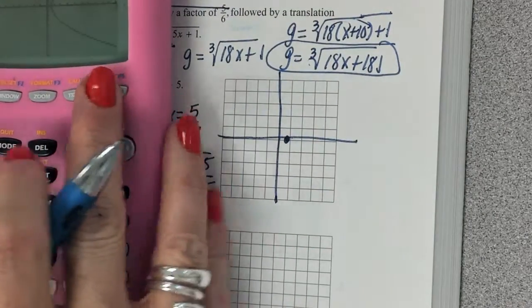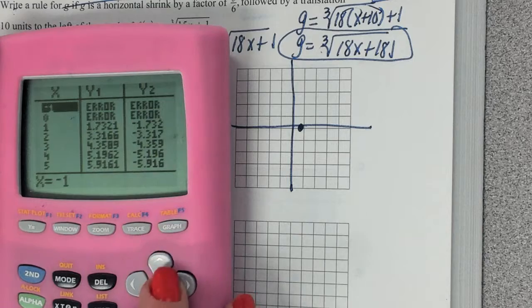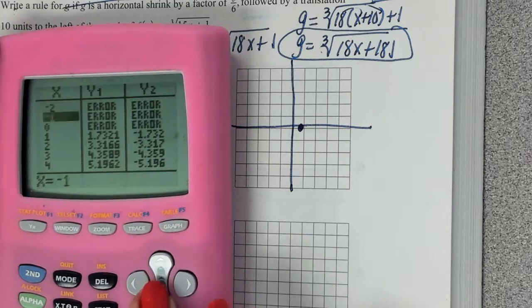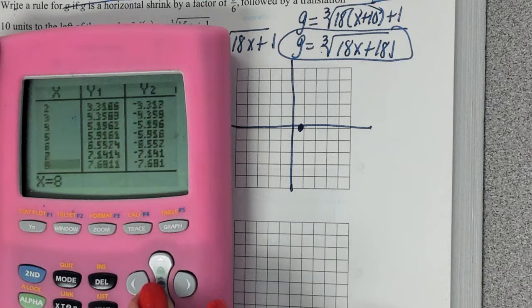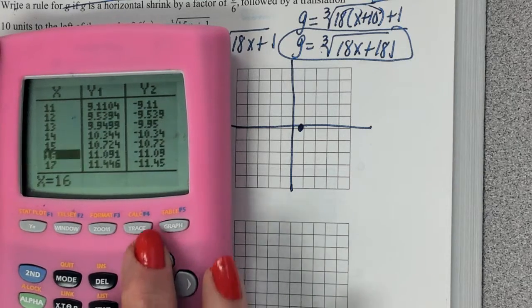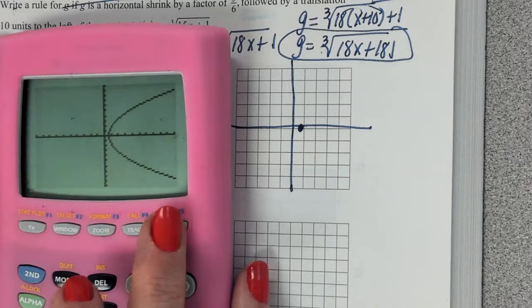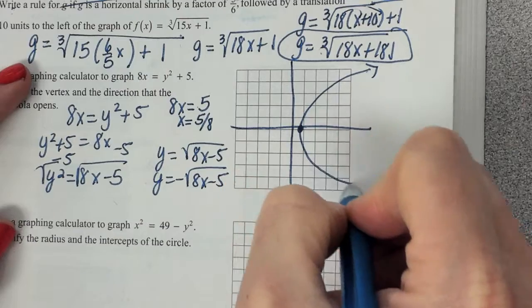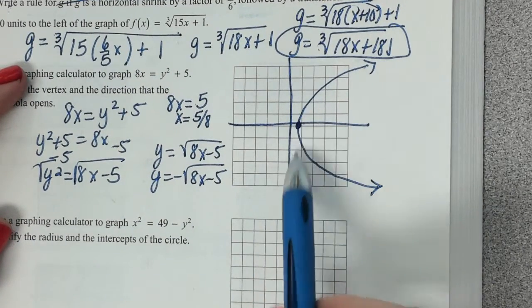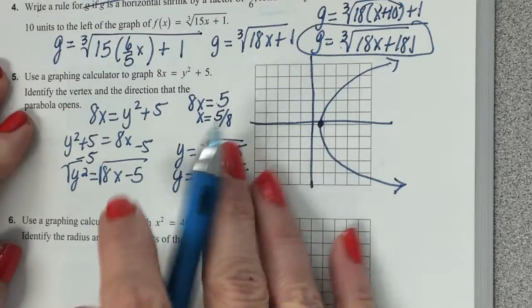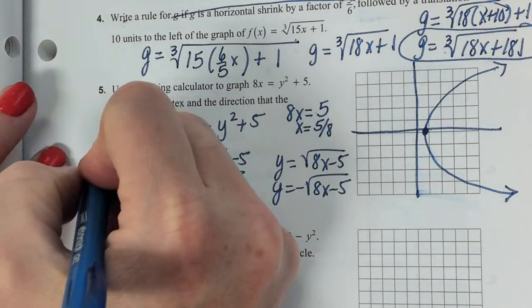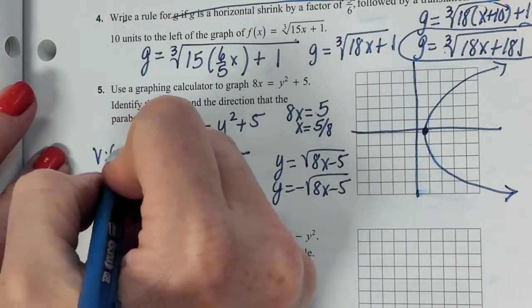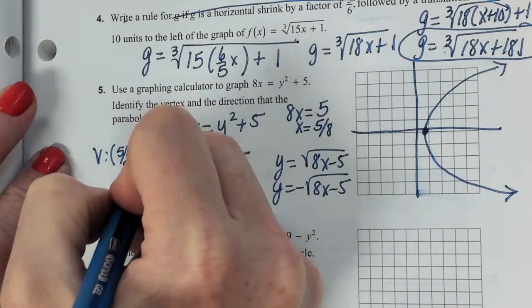I'm going to use my table to come up with some other good points. And it's not giving me any really pretty points, is it? Okay. So we're not going to worry about it being too exact. We're just going to get the basic shape down. And it looks like this. There weren't any nice integer answers to really graph, but that's good enough. Okay, so our vertex then, let's just jot this down. Our vertex is at the point 5/8, 0.